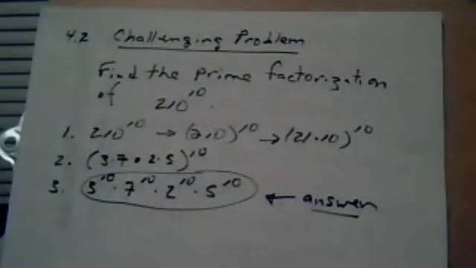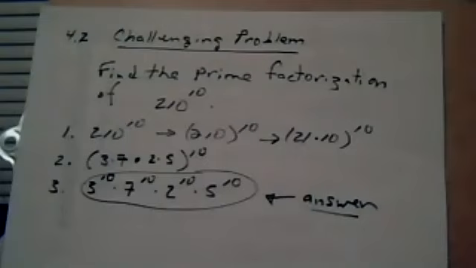This is a challenging problem because the base, which is 210, is a big number. So what you do is you concentrate on that base, 210, and start working with that number. 210 is the same thing as 21 times 10. Now, think of the 21, that is 3 times 7, and then think of the 10, and that's 2 times 5.